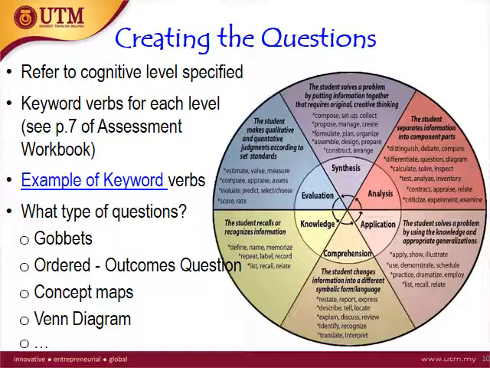So creating the questions. The first thing that you need to refer to is the cognitive level specified for the course learning outcomes. So the keyword verbs for each level: you can see a list of possible keyword verbs on page 7 of the OBE assessment workbook. Some samples of the keyword verbs are also shown here on the diagram. And then you need to think about the format of questions that you want to create. So is it going to be in gobbet form, ordered outcomes, concept maps, Venn diagram, etc.